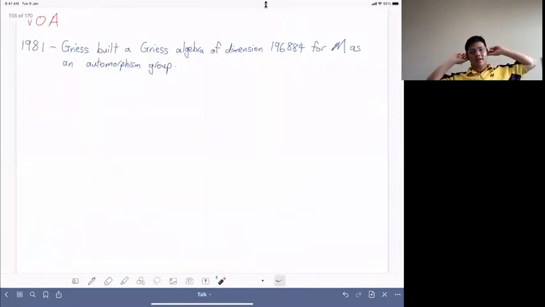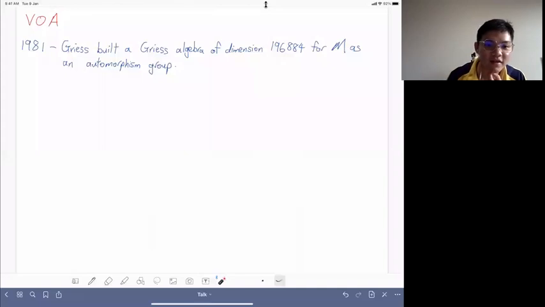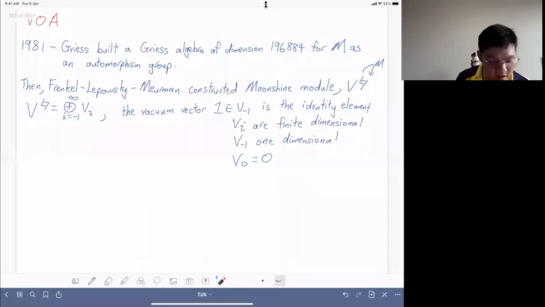So how to tackle this conjecture? In 1981, Griess just built what we call the Griess algebra that he wrote. Then he proved that the monster is actually the automorphism group for that algebra, which proved that it's acting faithfully on that algebra. And so Frenkel, Lepowsky, and Meurman came up with this moonshine module. So what is the moonshine module? The moonshine module is a direct sum of finite dimensional vector spaces, and it is Z-graded.